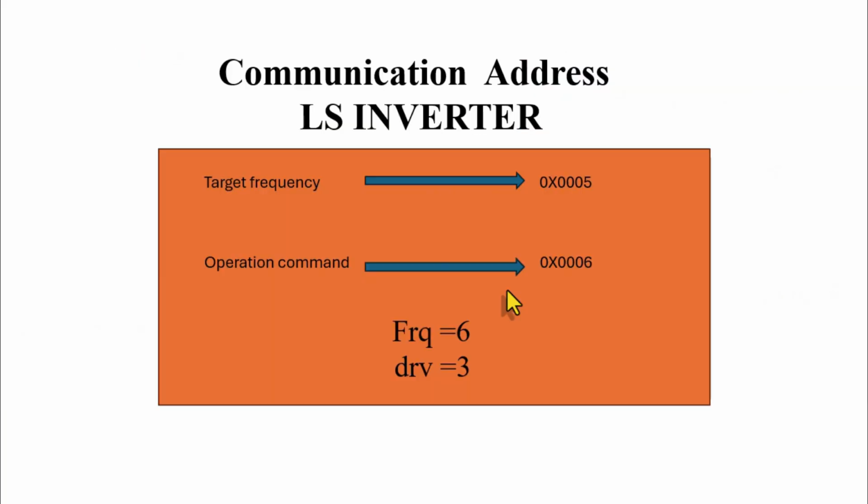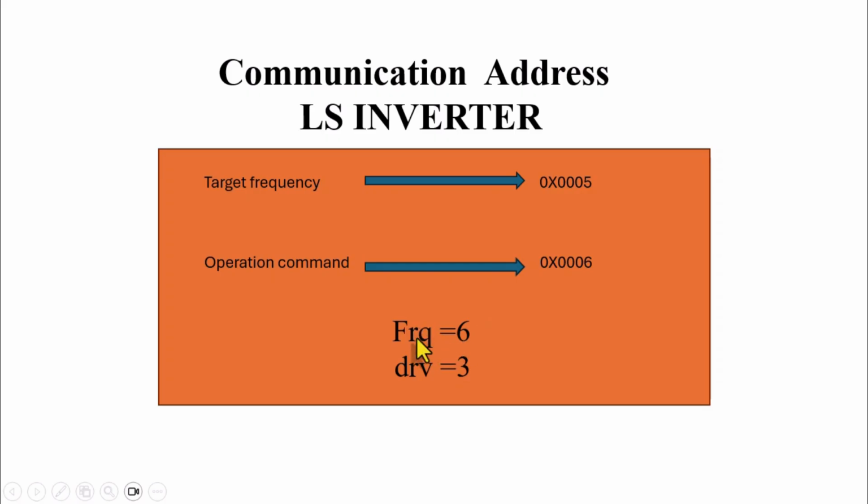In LS inverters, the addresses related to the network start and stop are as follows. The address for the target frequency, or the frequency setting address, is 5 hex, and the address for start and stop is 6 hex. For start and stop at address 6, if you set the value to 1, the inverter will stop. If you set it to 2, the inverter will start in the forward direction. And if you set it to 4, the inverter will start in the reverse direction, to ensure that start, stop, and frequency setting are controlled via the network.